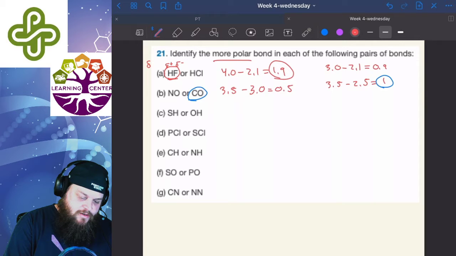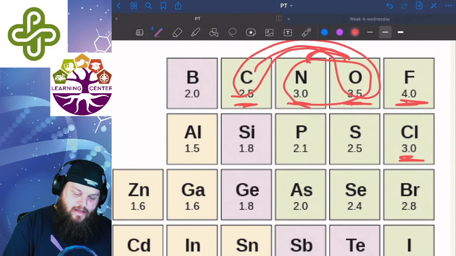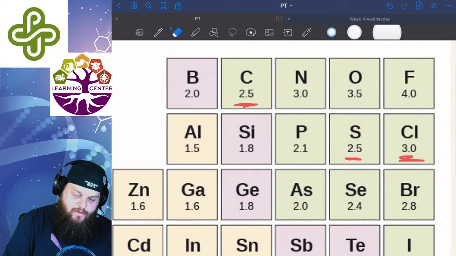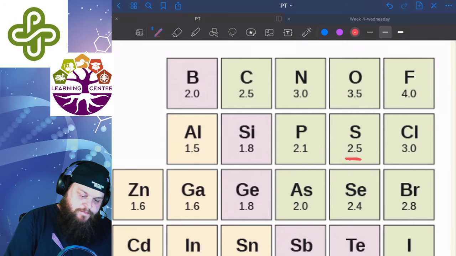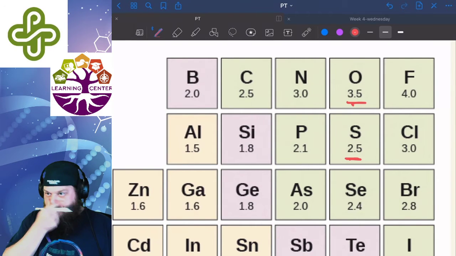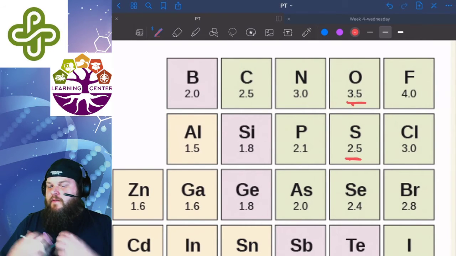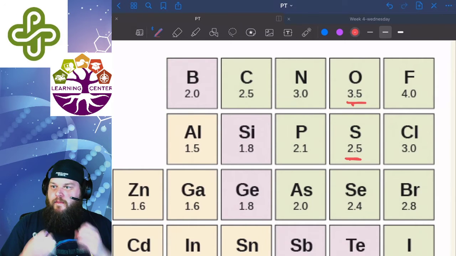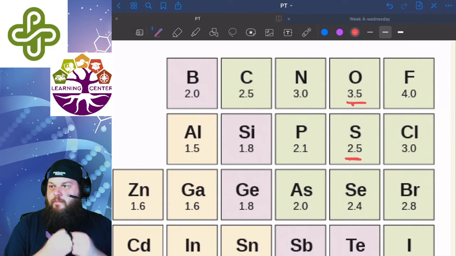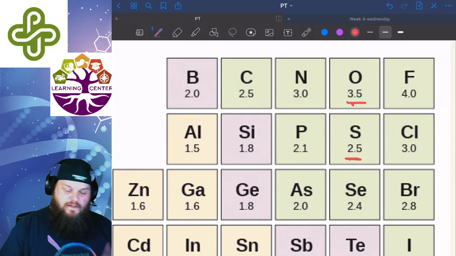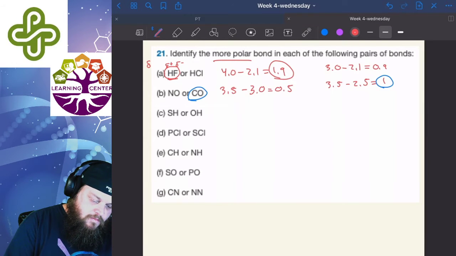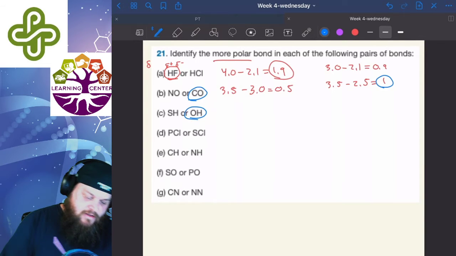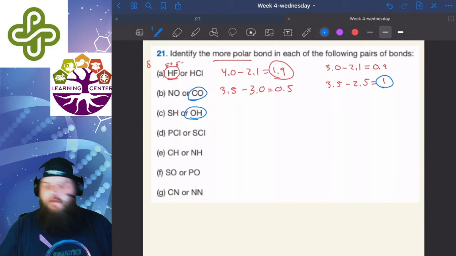For SH versus OH, we see the H is the same. That's going to be 2.1. The S is 2.5, or the O is 3.5. So oxygen being more electronegative than sulfur means that the bond between OH is going to be more polarized than the bond between sulfur and hydrogen. And we can see that here. So I'm just going to start circling OH as the more polar bond.